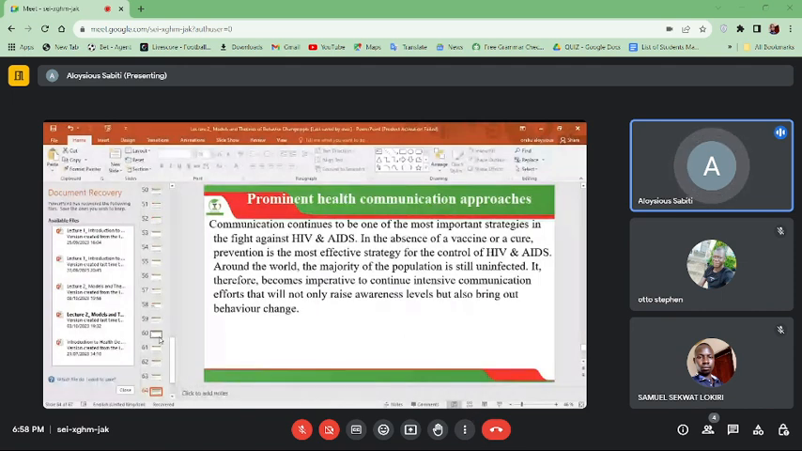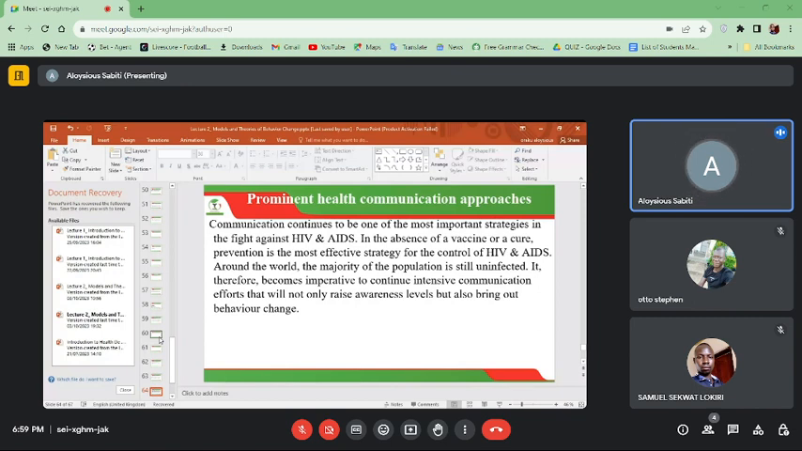So, in the absence of a vaccine or a cure, prevention is the most effective strategy for the control of HIV and AIDS. Around the world, the majority of the population is still uninfected. It therefore becomes very important to continue intensive communication efforts that will not only raise awareness levels but also bring about behavior change. So if we can continuously mobilize and tell people information about HIV, how it is spread, and so on, then we can have behavior change.